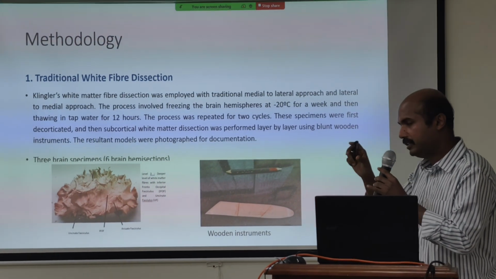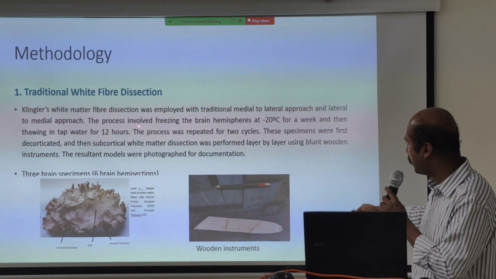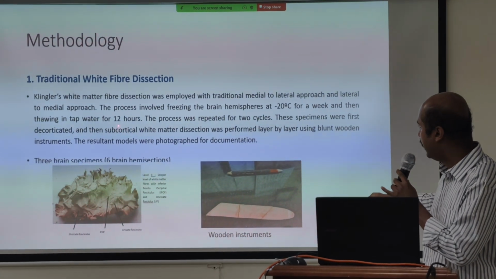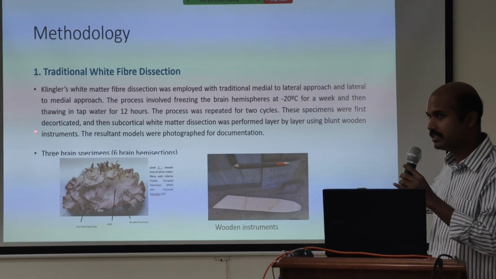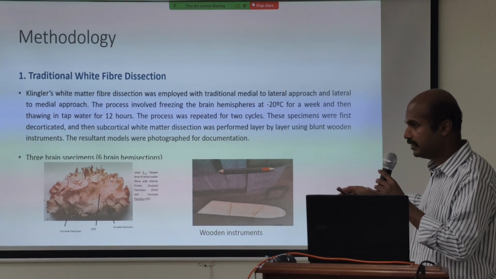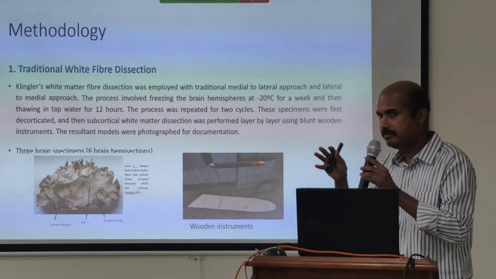Coming to the methods that I mentioned, this is the traditional white fiber dissection. As you can see here, this process involves freezing the brain hemispheres at minus 20 degrees Celsius for a week. Then it is thawed in tap water for 12 hours. Then this whole cycle is repeated twice, and that is how we get this brain specimen.